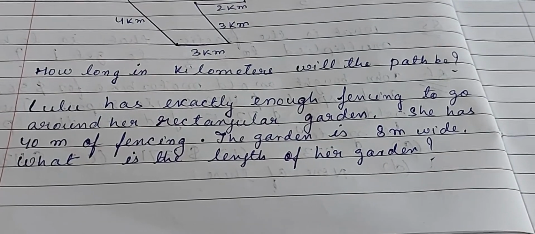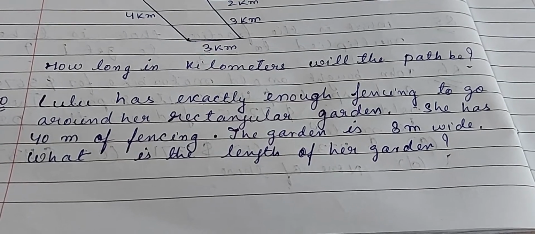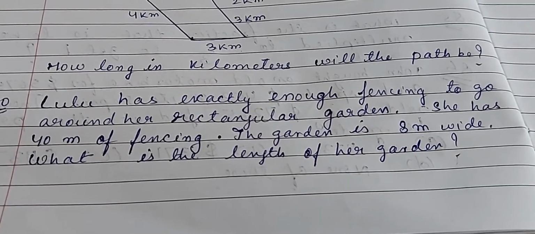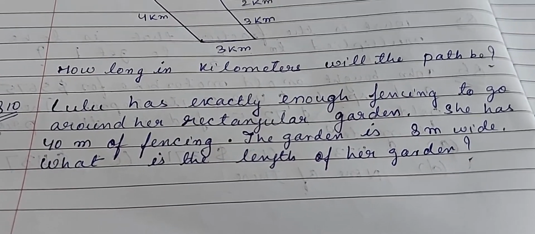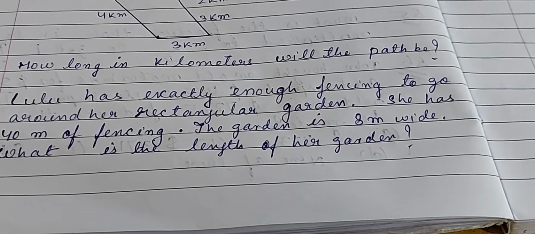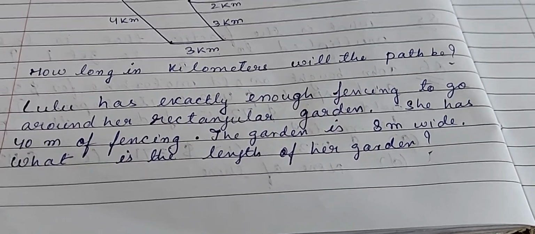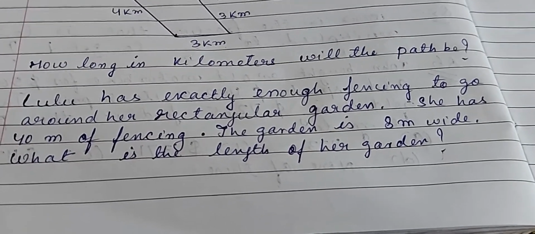See, the question is very simple. First of all, try to understand the meaning of the word fencing. Fencing means you have to take out the perimeter of the rectangular garden. That is given as 40 meters, and the garden is 8 meters wide. That means, as I have already told you, breadth and width are both the same. So the breadth of the garden is 8 meters. Now we have to take out the length.